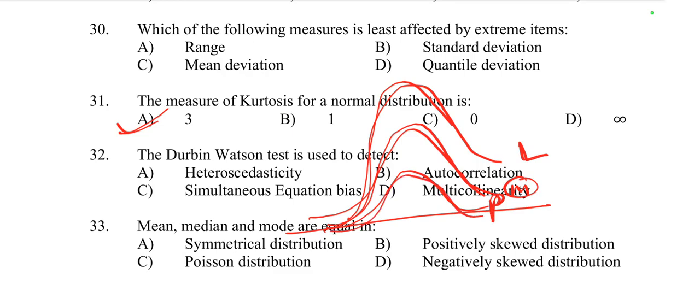So a leptokurtic distribution has a kurtosis greater than 3, indicating fatter tails. A platykurtic distribution has a kurtosis less than 3, indicating thinner tails. So mesokurtic is the right option here. When the distribution is normal, the measure of kurtosis is 3, and it is called mesokurtic.